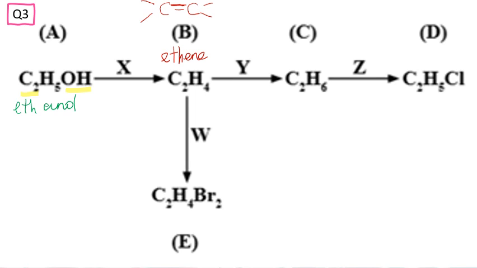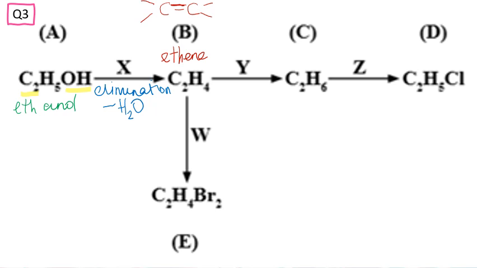And now if I go back to conversion X there, how do I get from an alcohol to an alkene? What have I done there? That's an elimination reaction. So that reaction X is an elimination reaction. And what I have done is minus H2O there.